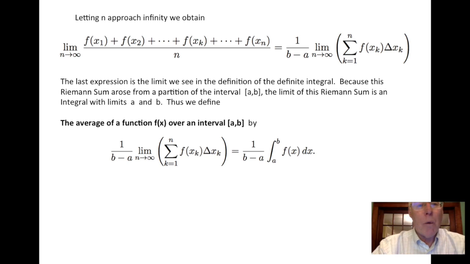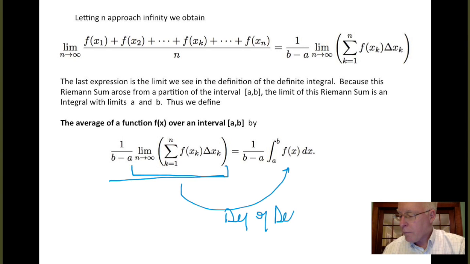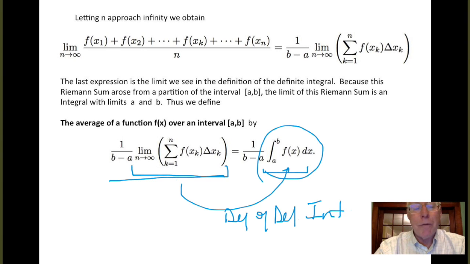In fact, this is how we will define the average of a function over an interval. It is 1 over b minus a times the limit of the Riemann sum. And by the definition of the definite integral, that limit is by definition this integral. So again, the integral and the sum mean the same thing, but this notation is a little simpler, and it's what we're going to be working with in the future.